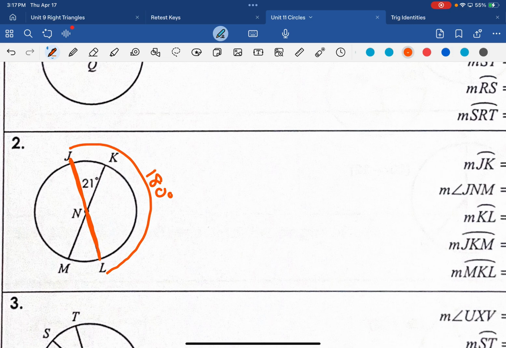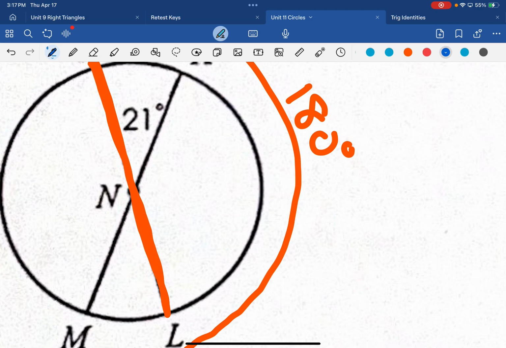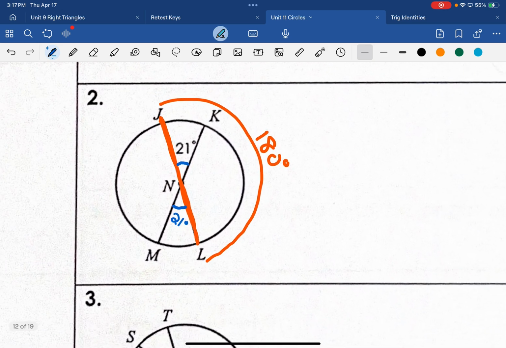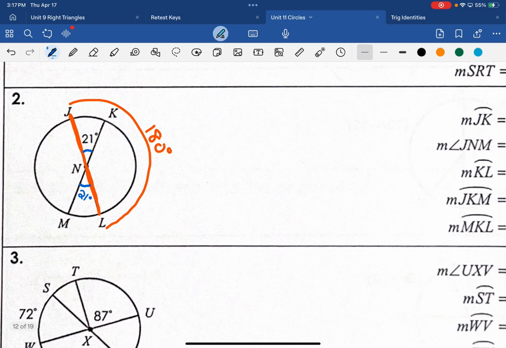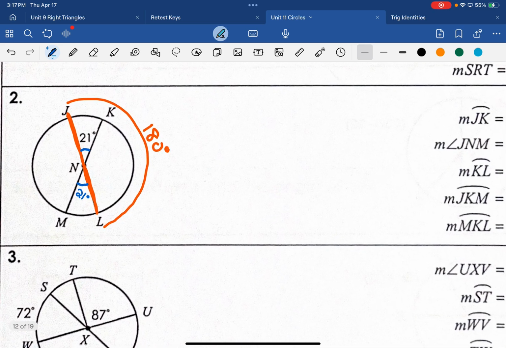The second thing we need to look at is right here where we have 21. This angle is 21. What is this angle right here? 21. Why? Because they're vertical. They're not perpendicular, they're vertical. So those are vertical angles, so they're congruent.